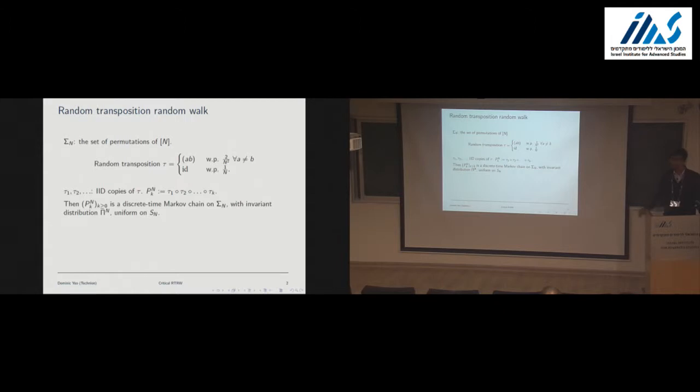they won't. Anyway, because it's a well-behaved Markov chain, we know it has an invariant distribution, and clearly the invariant distribution is going to be the uniform distribution on the symmetric group, on all permutations.